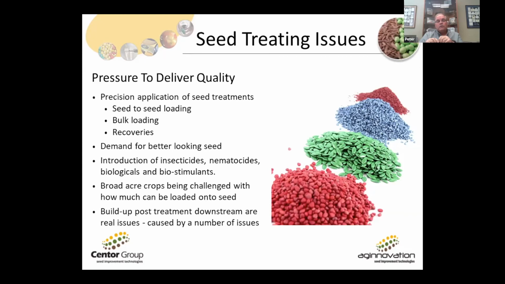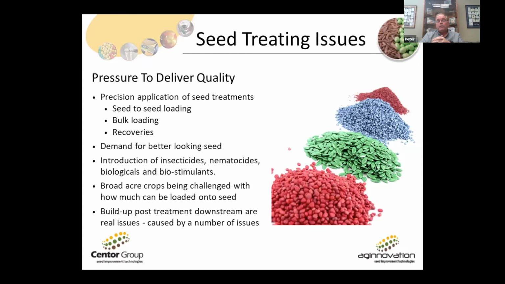So we want to ensure when we are treating seed that we have two things. Not only do we have seed-to-seed loading, but we also have bulk loading. So no matter what sample we take, we're ensuring that we are getting that recovery of product on seed. There are a number of laboratories that can do that testing, of recovery testing, and it's very, very common to do in today's world from all different sectors within the agronomic markets of seed treatments.